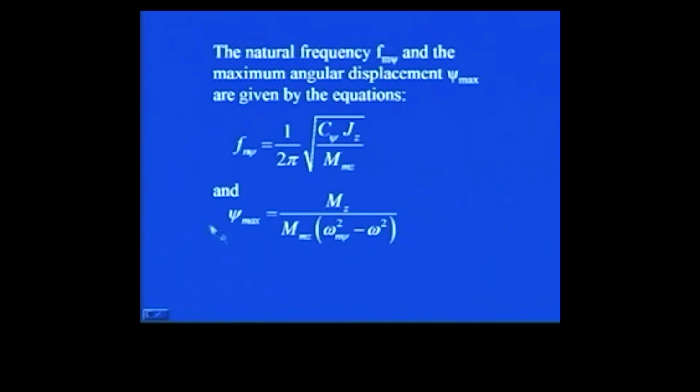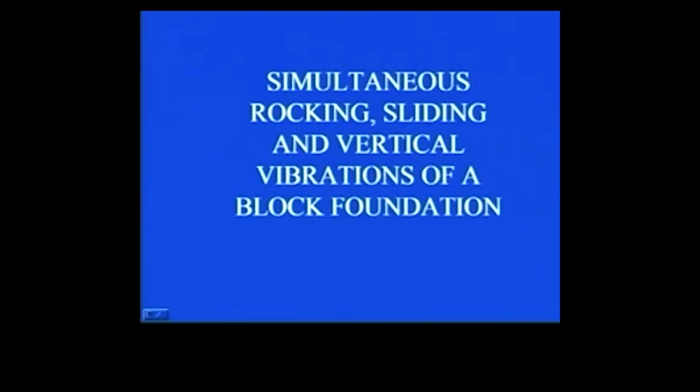So this is how you can get the response or the natural frequency and the maximum amplitude under the block foundation which is undergoing only yawing, that is the rotation about the vertical axis. Then, as I told you, there are coupled motions. Right now we discussed pure vertical vibration, pure rocking, then pure sliding, and then pure yawing. Now what happens when they act simultaneously?